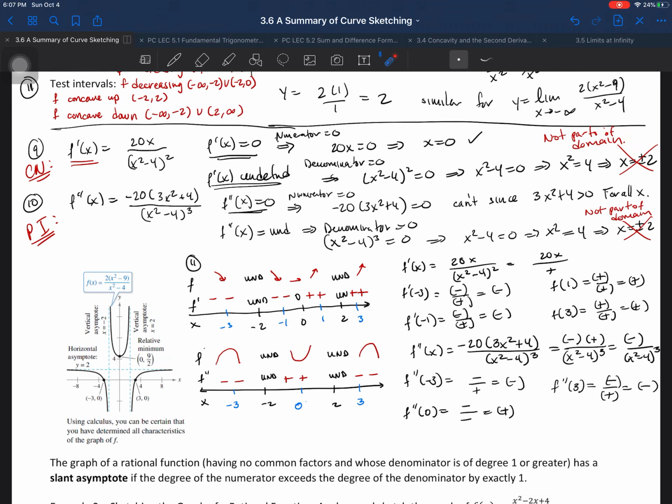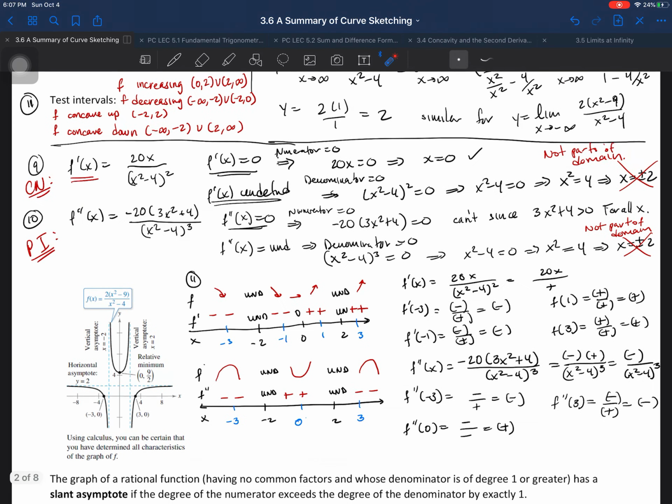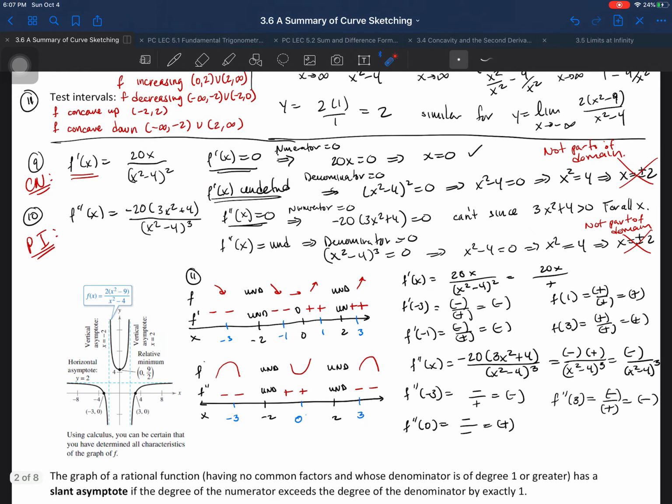Now let's go ahead and graph this function. My suggestion is to start with the top information. First, let's talk about symmetry, right?